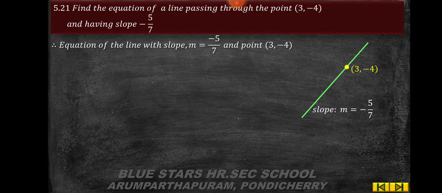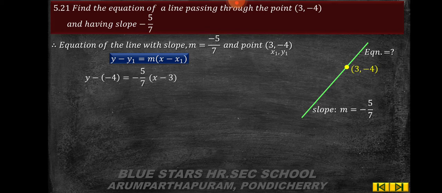Then you just take one point, that is the coordinate (3, -4). You have to find the equation of a straight line. The formula is y minus y1 is equal to m into x minus x1. So here you know the slope m is equal to -5/7 and you have one coordinate, that is nothing but the x1 and y1 values. You directly substitute the values in this equation.